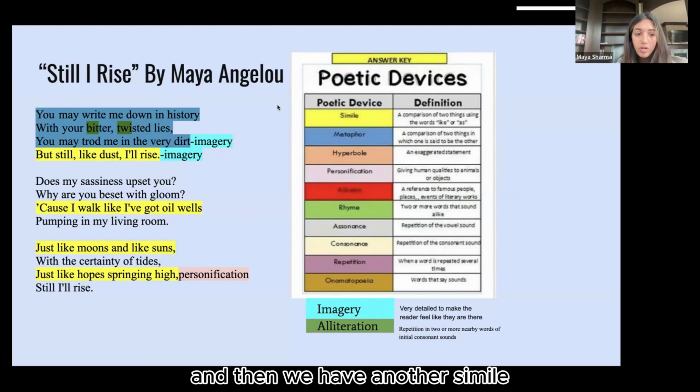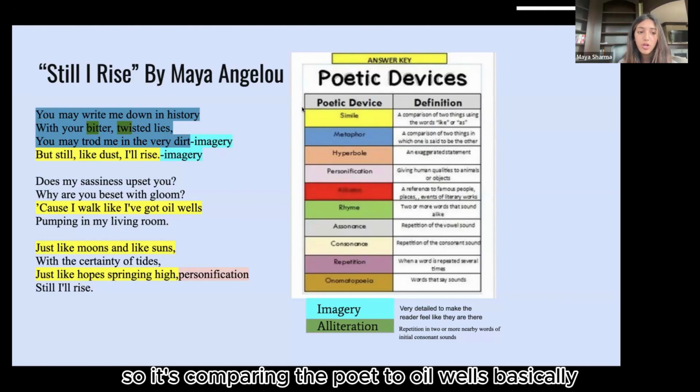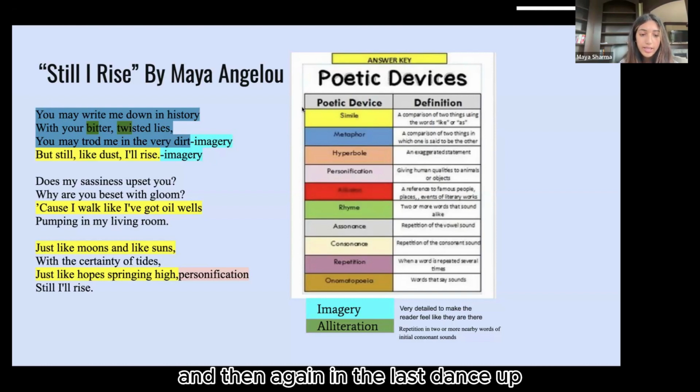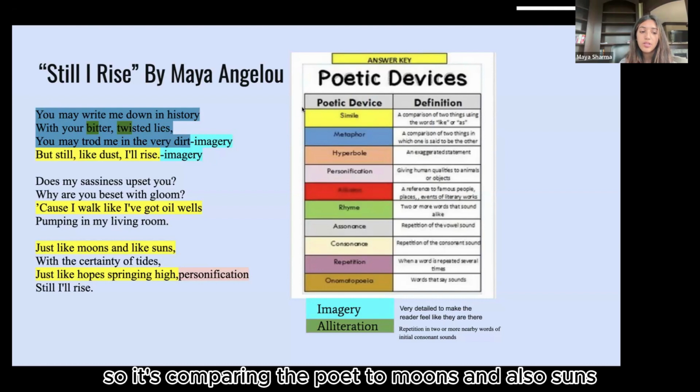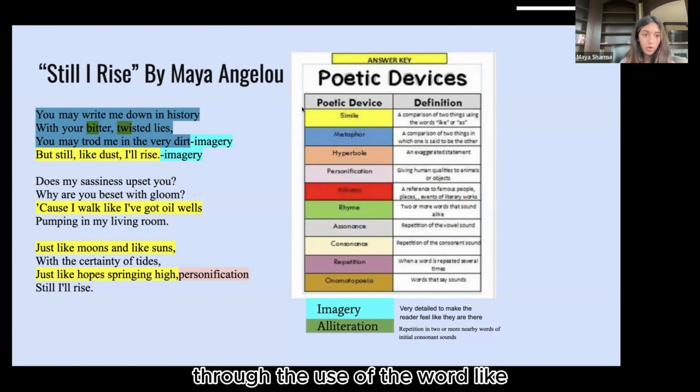And then we have another simile in the second paragraph, because "I walk like I've got oil wells." So it's comparing the poet to oil wells, basically. And then again, in the last stanza, "just like moons and like suns." So it's comparing the poet to moons and also suns through the use of the word "like." And same with the line underneath, "just like hope springing high."